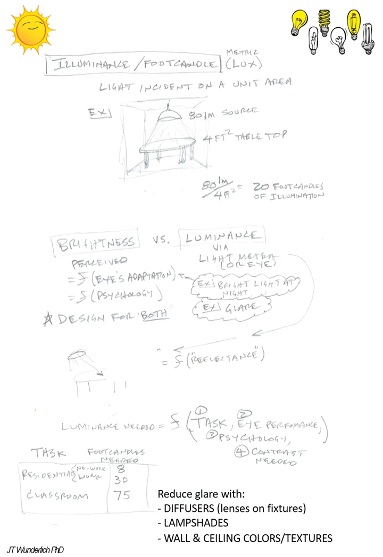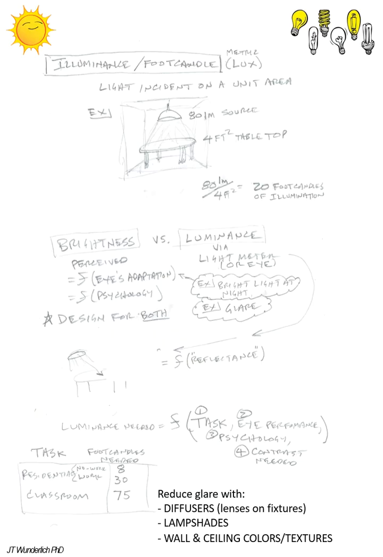So illumination, illuminance per foot candle, lux, so light incident on a unit area, right? Especially for task lighting. If you're working, you're cooking, or you're reading, or building a model, working in a factory with your hands near machinery.